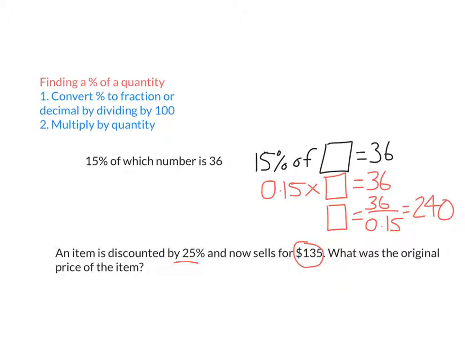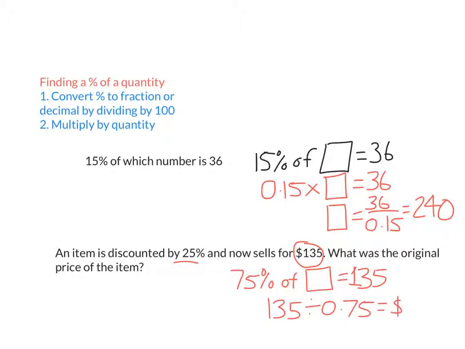What it's saying is that 75% of the original price is 135, because if you discount something by 25%, you pay 75% of it. So 75% of the original price is 135, so as I said, we divide. So the original price is just 135 divided by 0.75, which is 180. If you discount 180 by 25% using the techniques on the previous slide, you get $135.